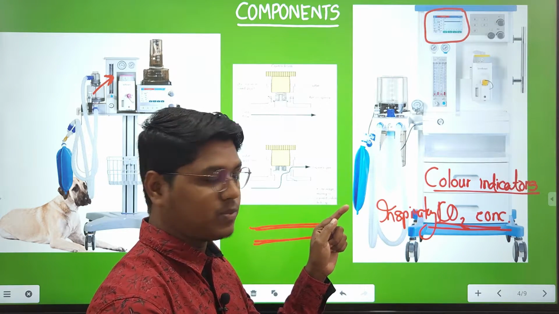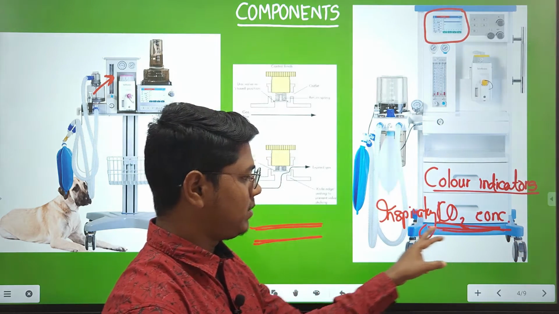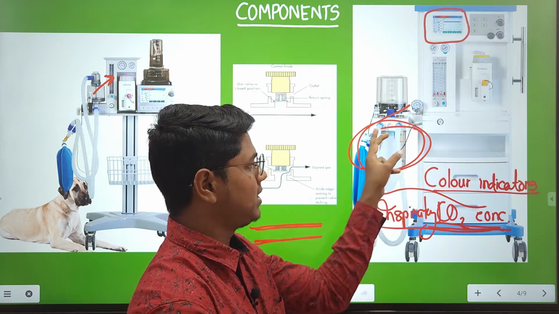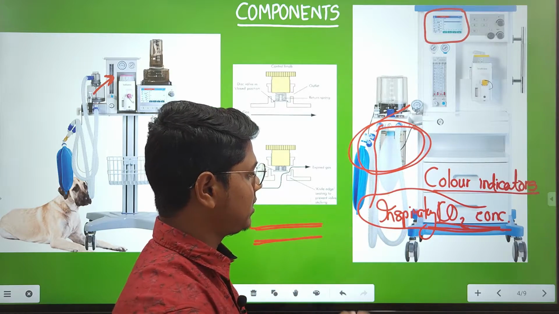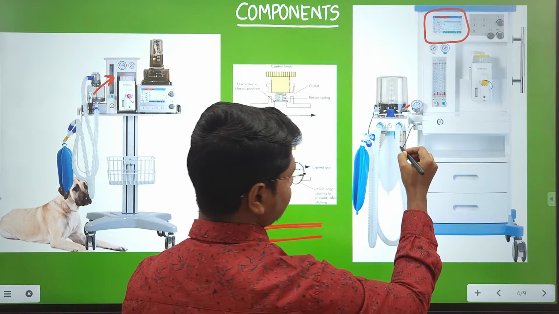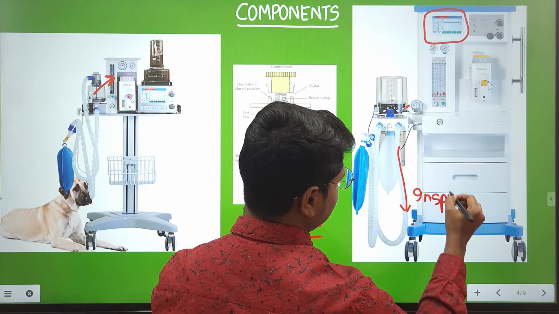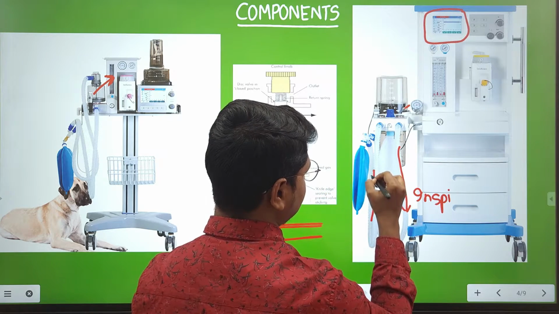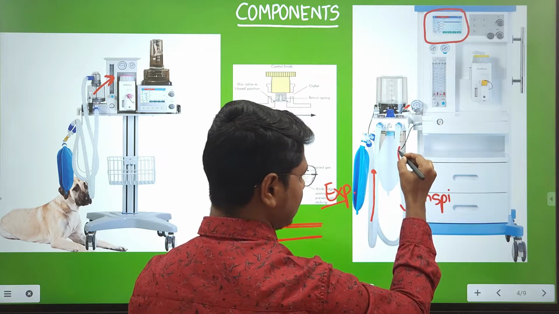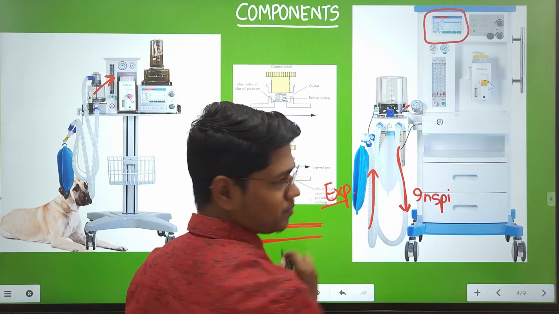We will discuss how this soda lime works, how the expiration goes, and how this CO2 is absorbed. We will discuss all the circuits also. One thing I forgot to mention: this tubing has two parts. This one is the inspiratory limb, and this one is the expiratory limb, through which here the gas will go and here the exhaled gas will go.